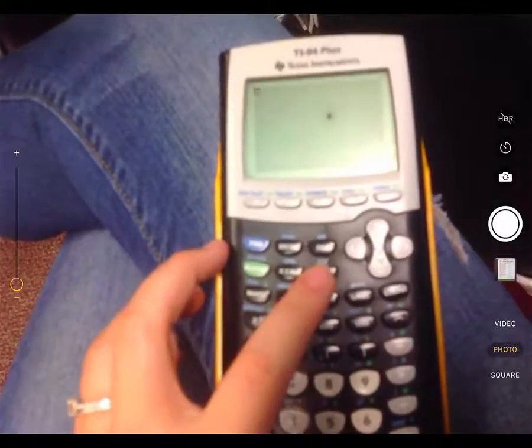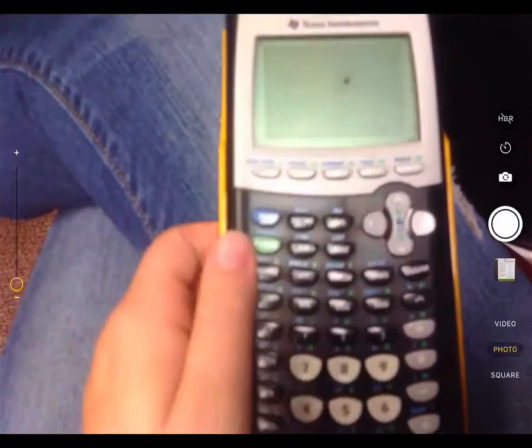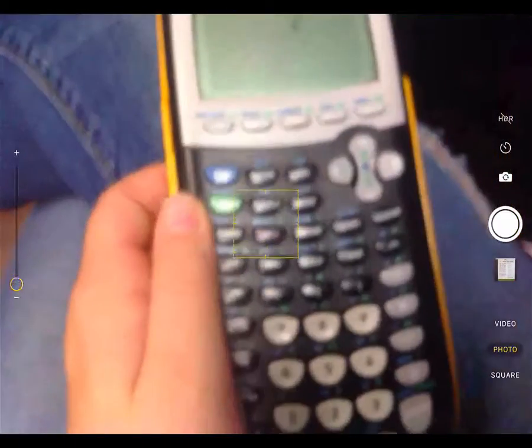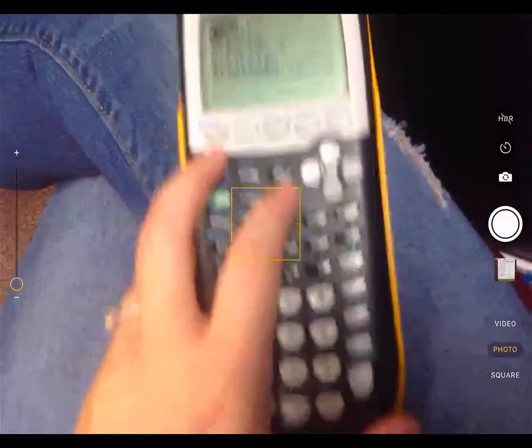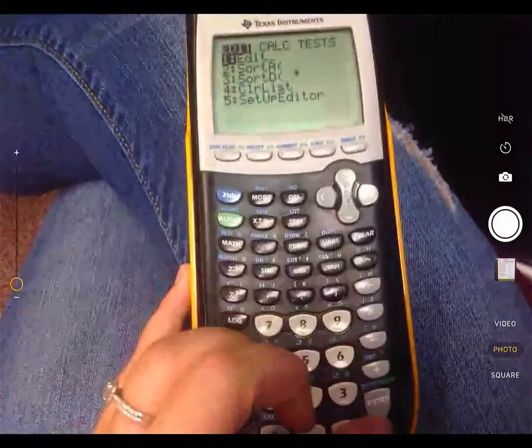I'm going to click the stat button, which is this button right here. It is directly under delete. If I zoom in, you can see that it says stat. So the stat button. I click stat and this comes up. I want to edit, so I'm just going to click enter right here.